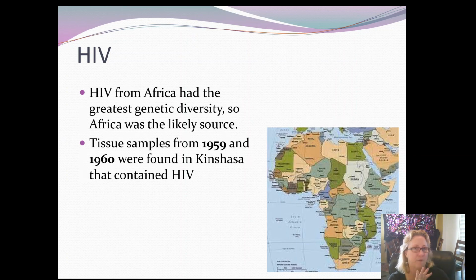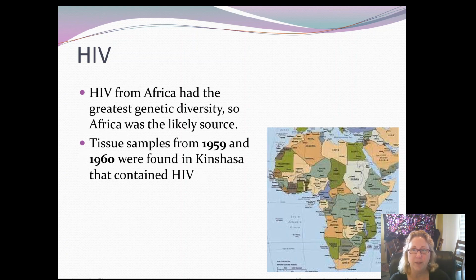There are 4 varieties of HIV: HIV 1, 2, 3, and 4. Only 1 and 2 are found outside of Africa, and most of the rest of the world only has HIV 1. HIV 2 is second most common, and then HIV 3 and 4 are only found on the continent of Africa. So that seems to indicate that Africa is the origin of this virus.